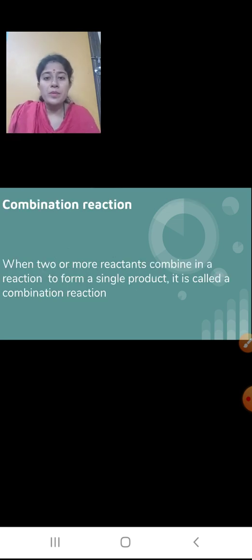The first one is combination reaction. When two or more reactants combine to form a single product, that reaction is called a combination reaction. That means in this reaction there are two or more reactants, and when they combine they give a single product, one and only one product, and that is called a combination reaction. Let's understand this with the help of a video.